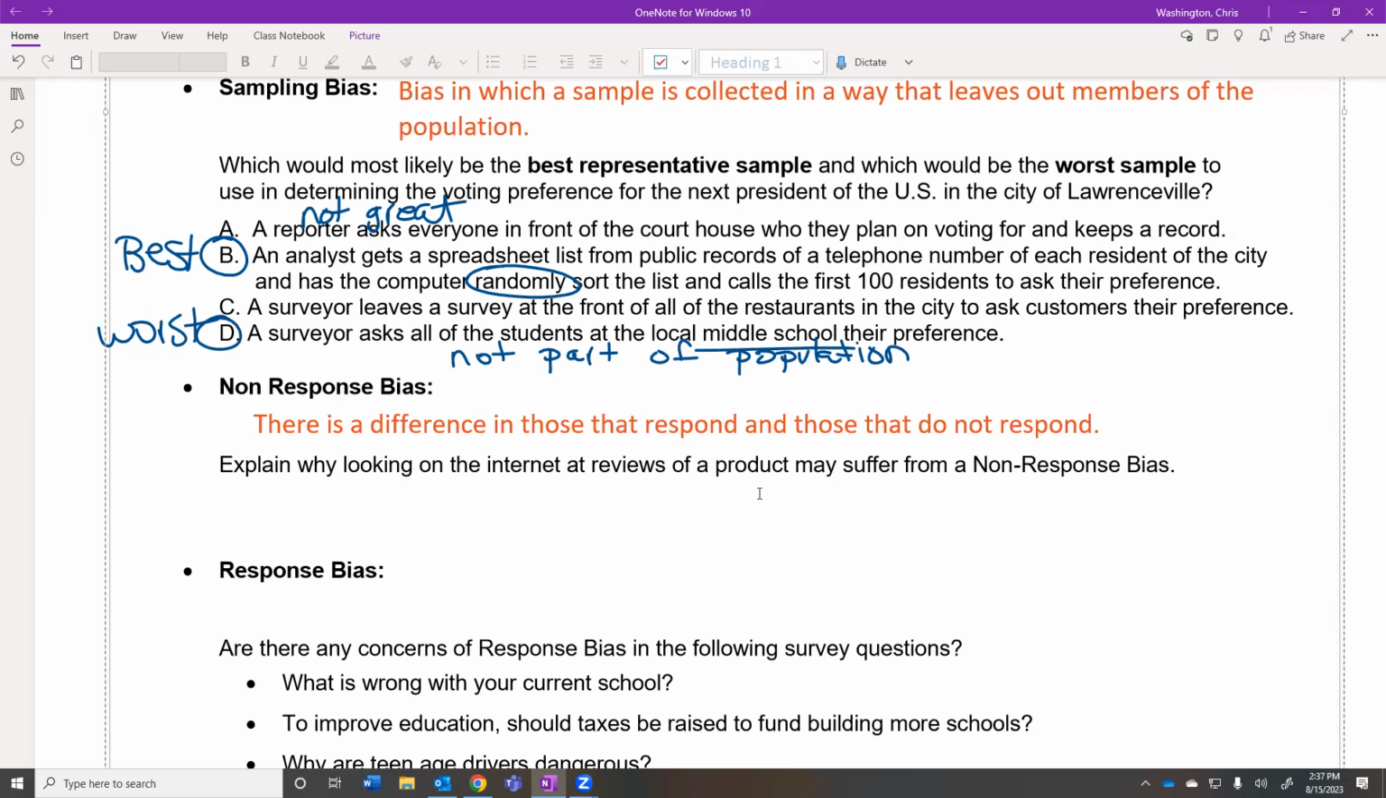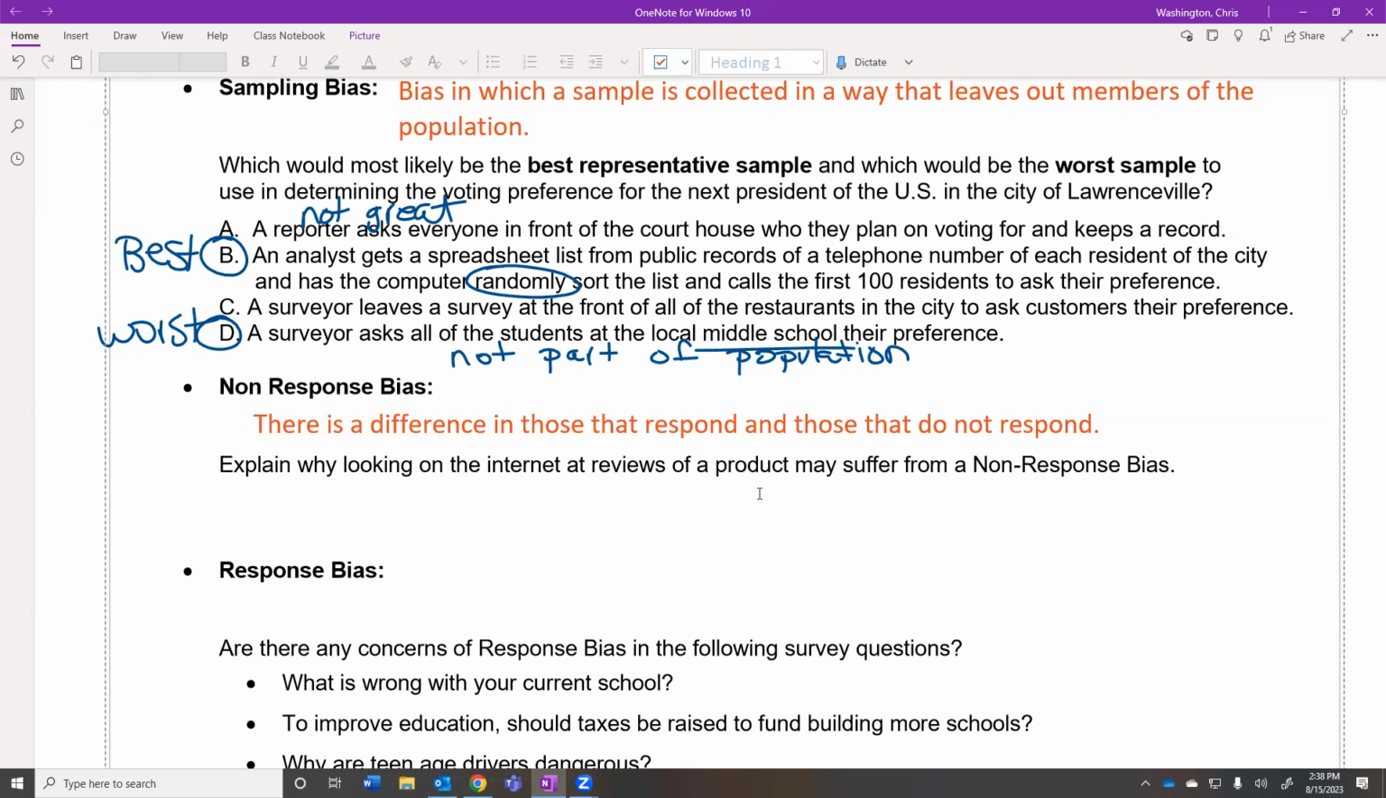So the people that really, really liked the product, and the people that are like, man, that was such a waste of money. It was terrible. I'll never buy it again. The people in the middle, it did what it was supposed to. They're probably not going to respond. They're probably not going to fill out the review online.